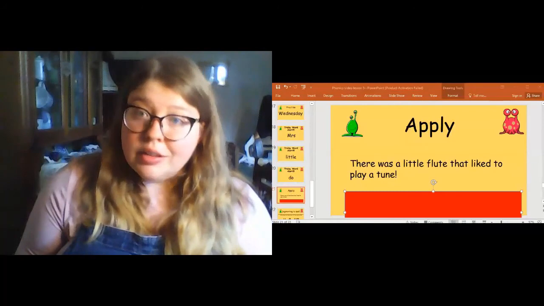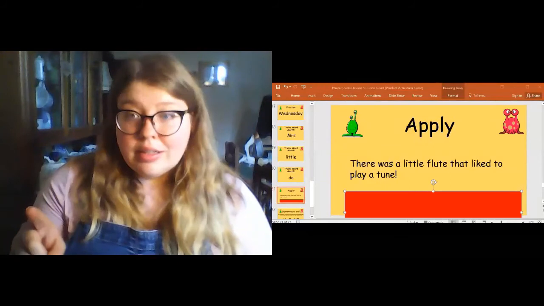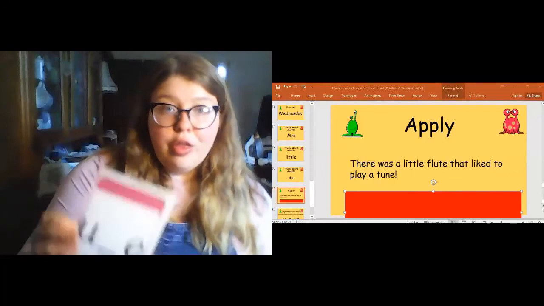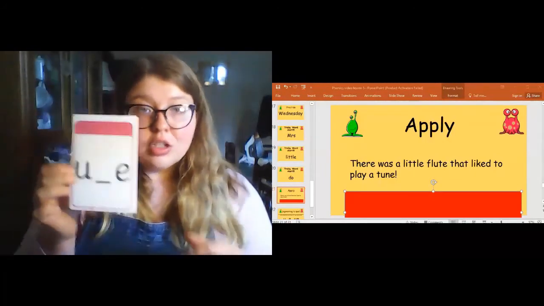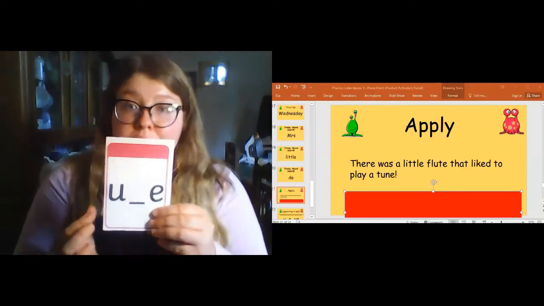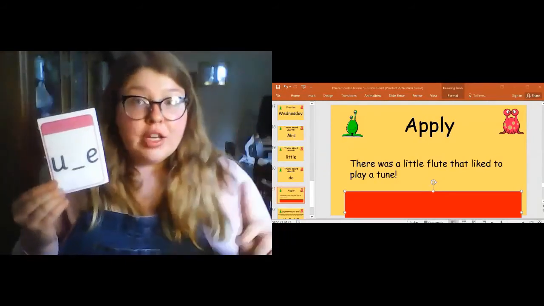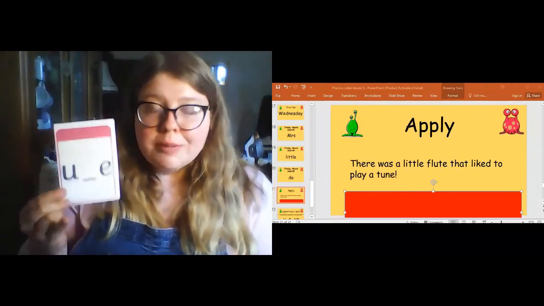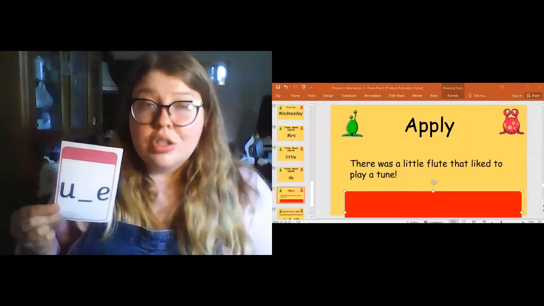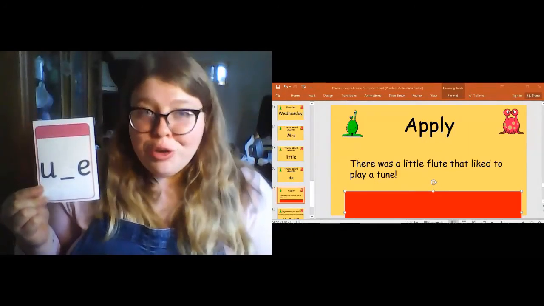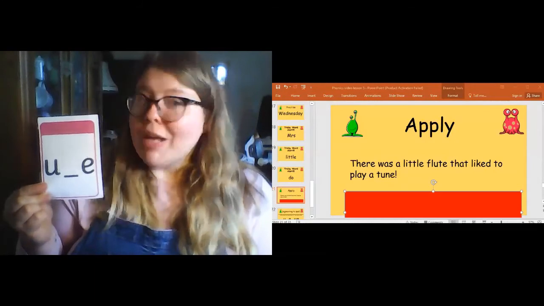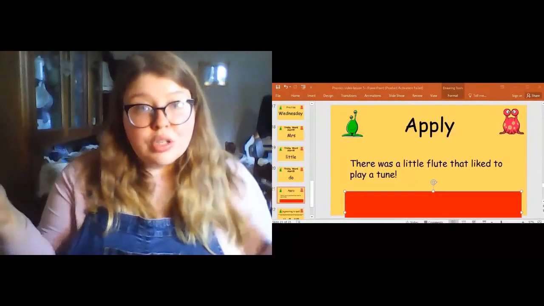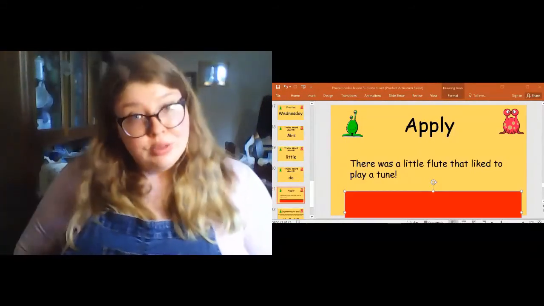And in this next word, the e is working with the u to make that oo or you sound. So let's try it. I'm going to try it the first way first. Oot, flute. That sounds right, but I'm going to try it the second way just to check. Ute, flute. That doesn't sound right. It sounds like the first way. So it's oot, flute. There was a little flute.